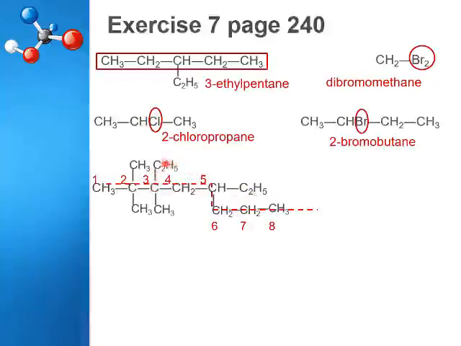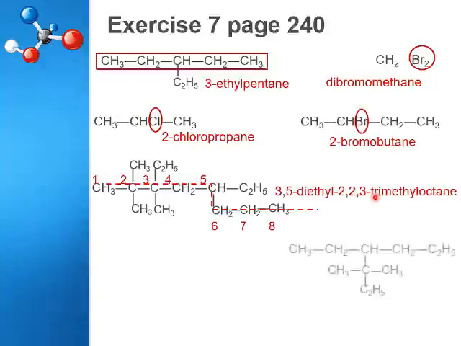Since ethyl, the letter E, comes before letter M in alphabetical order, we must name the ethyl group before the methyl. We have 3,5-diethyl, and 2,2,3-trimethyl, each number for one methyl branch, octane. We have commas between the numbers and a hyphen between the number and the word.